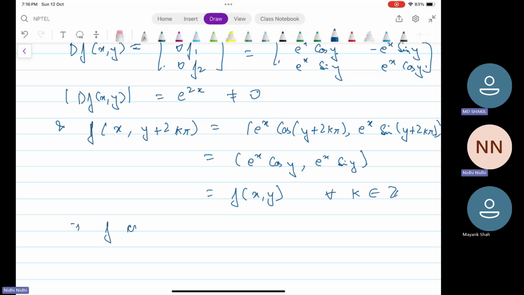F can never be injective, even though its derivative is invertible at all points. So the main aim of this problem is to tell you that the inverse function theorem gives us only local bijectiveness.